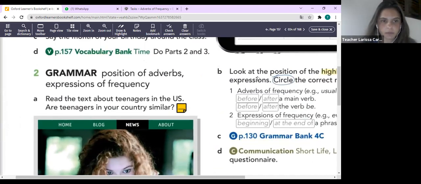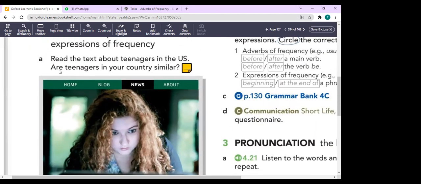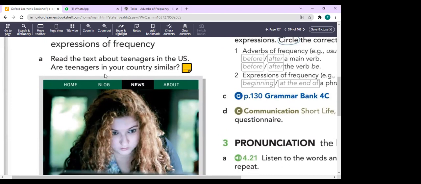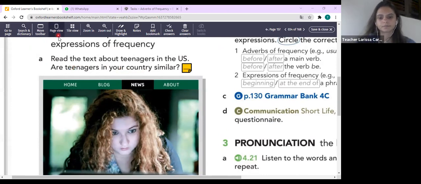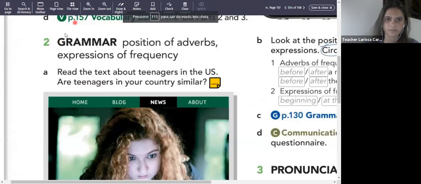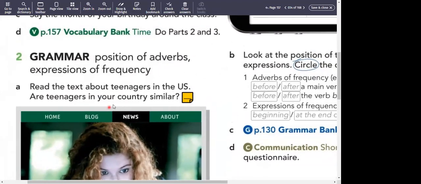Position of adverbs. Expression of frequency. So please, letter A, Cecilia. Read the text about teenagers in the US. Are teenagers in your country similar? Do you know teenagers? Yes or no? Okay, teenagers. No. Teenagers. How old are you?